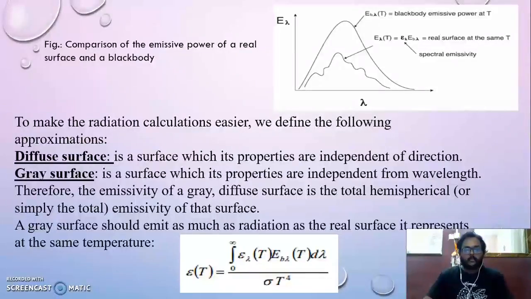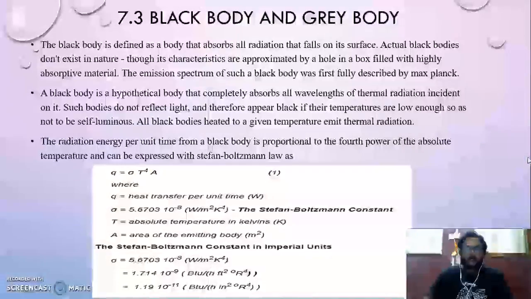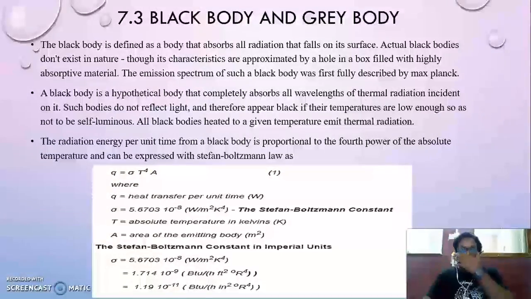Over here, we have another formula where E(T) is equal to the integration from 0 to infinity of E lambda(T) d lambda, over sigma T to the power of 4. So we'll look into 7.3 now, which is black body and gray body.